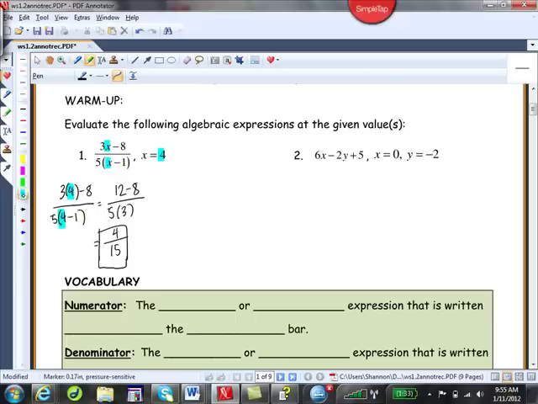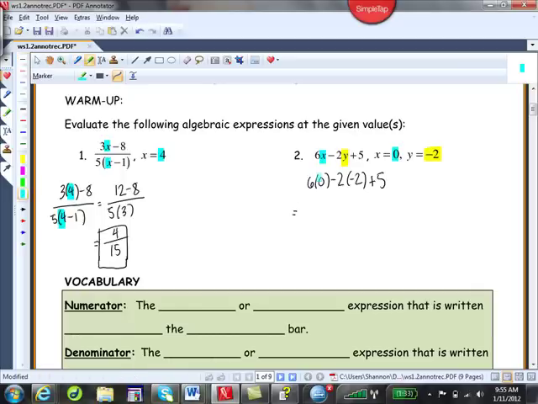So here we've got 2 different variables. We've got an x, which will take on a value of 0. We've also got a y, which will take on a value of -2. So here we are. This will be 6 times 0 minus 2 times -2 increased by 5. That's going to yield a result.